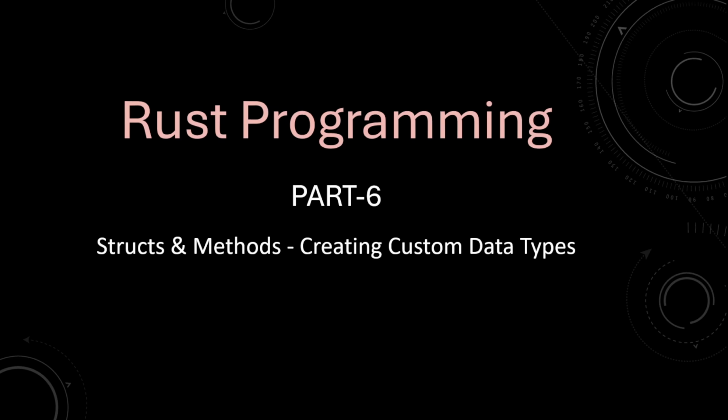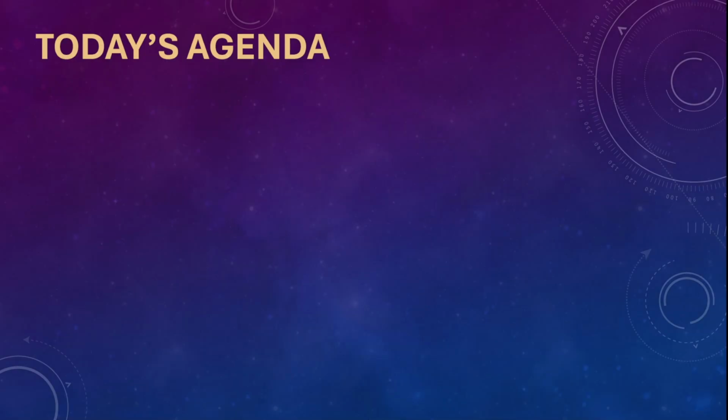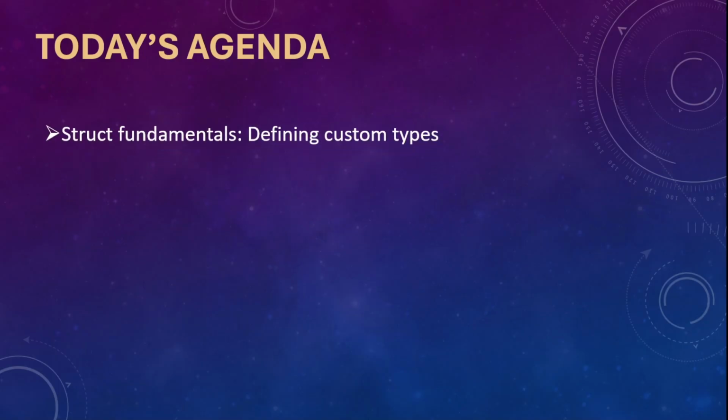Structs are the building blocks of Rust programs. They let us group related data together and define behavior with methods, just like classes in other languages, but with Rust's signature safety guarantees.